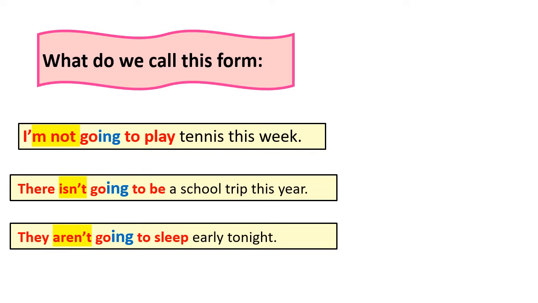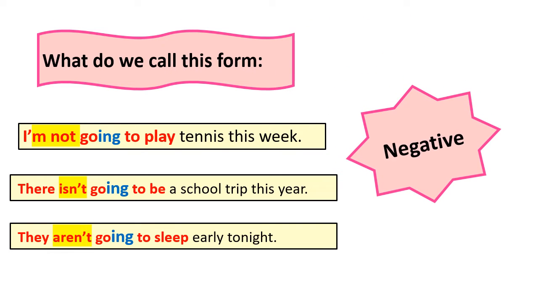Okay, look at this. I'm not going to play tennis this week. There isn't going to be a school trip this year. They aren't going to sleep early tonight. So: not, isn't, aren't, am not. All these are called negative. This negative means you are not going to do this. I'm not going to play tennis. There isn't going to be a school trip. They aren't going to sleep. So all these are called negative.